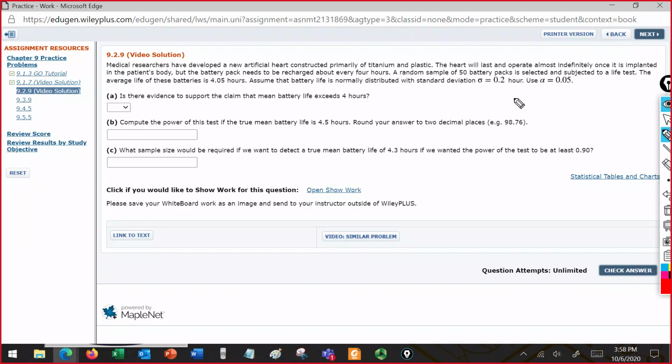Let's now apply the 4 steps. Dito na lang. Sa face-to-face kasi, ganito talaga ang pinapagawa ko. Written exam. Mahabang kwento, no? A random sample, dito na tayo mag-start. A random sample of 50 battery packs is selected and subjected to a life test. The average life of these batteries is 4.05 hours.